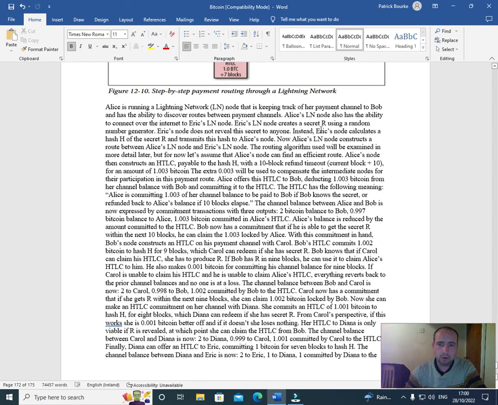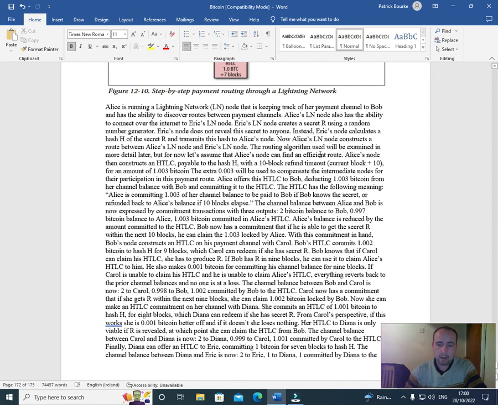Eric's LN node creates a secret R using a random number generator. Eric's node does not reveal this secret to anyone. Instead, Eric's node calculates a hash H of the secret R and transmits this hash to Alice's node. Now Alice's LN node constructs a route between Alice's LN node and Eric's LN node.